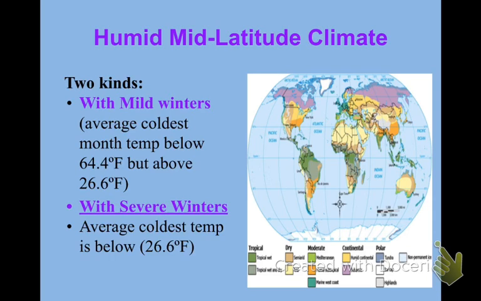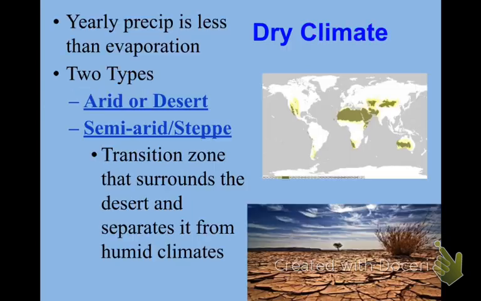But places like Michigan are going to be considered humid mid-latitude with severe winters. They're still in the temperate zone. They still get a lot of rain, but their temperatures are typically under 26 degrees in the winter. So that's how he classified those. But again, just think through the names because they make sense.